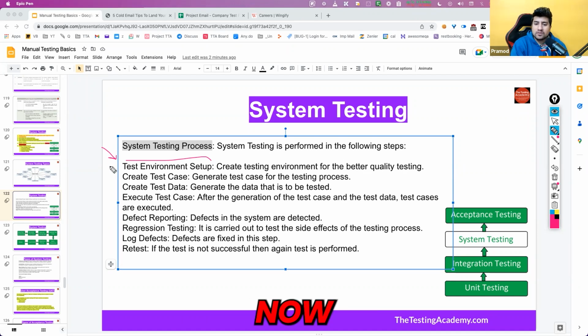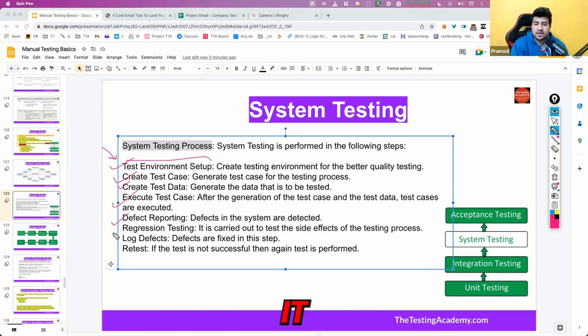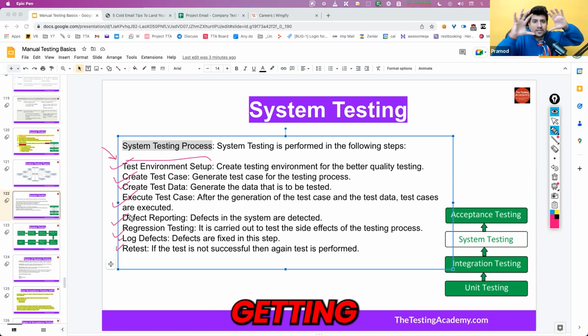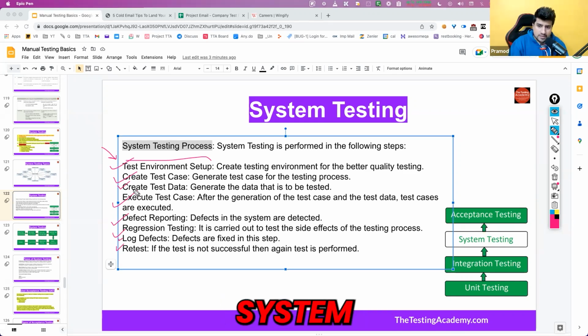Now, in the system testing you will also do your STLC process, which is your software testing lifecycle. You will generate your test cases, you will generate your test data. We'll see what these things are, but these are testing related things that you will do. You will execute it, you will report it, regression, retest, and log, right? So if you see overall, now you are getting the overall picture, right? Where we are in all the levels of testing, and we as QA are introduced in which type of testing? System, right? I hope now it's clear. Everyone should be clear now, right?